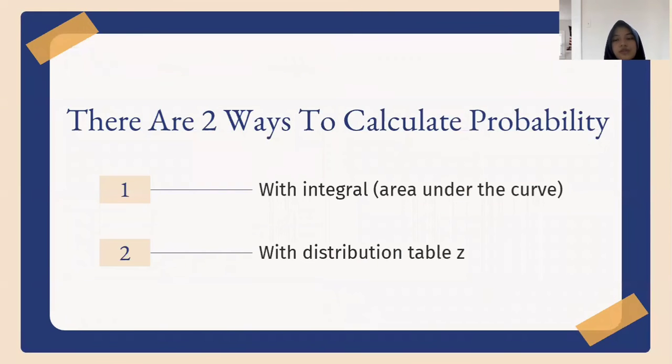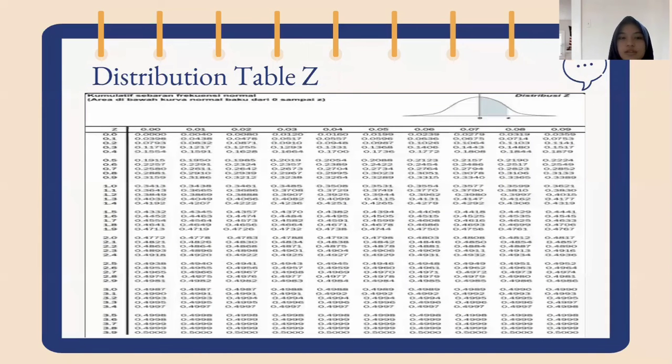And there are 2 ways to calculate probability. First is with an integral, or area under the curve, and second is with a distribution table. This is the distribution table Z that we use in this normal distribution.